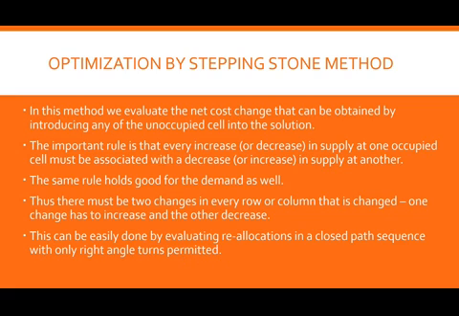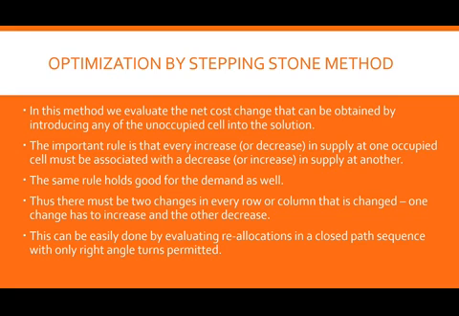What does this mean? When you get back to your Modi method, you remember that we were forming closed loops. It might be either quadrilateral or hexagon, right? What were we trying to do? In the same row, I identified 2 points. Whenever I consider a column, I identified 2 points in the same column.